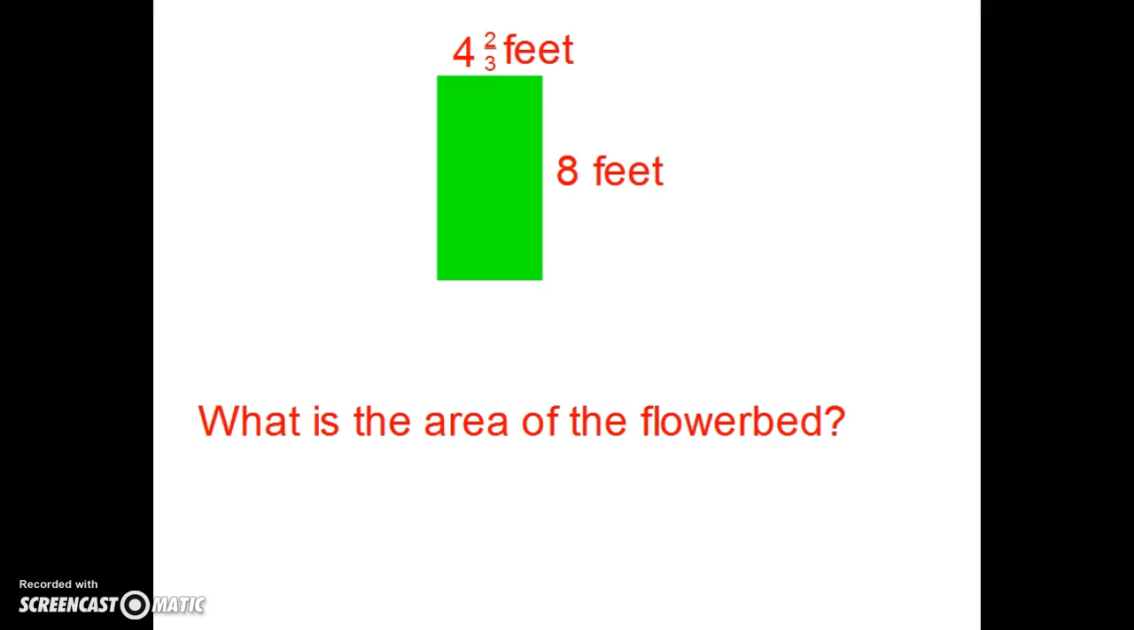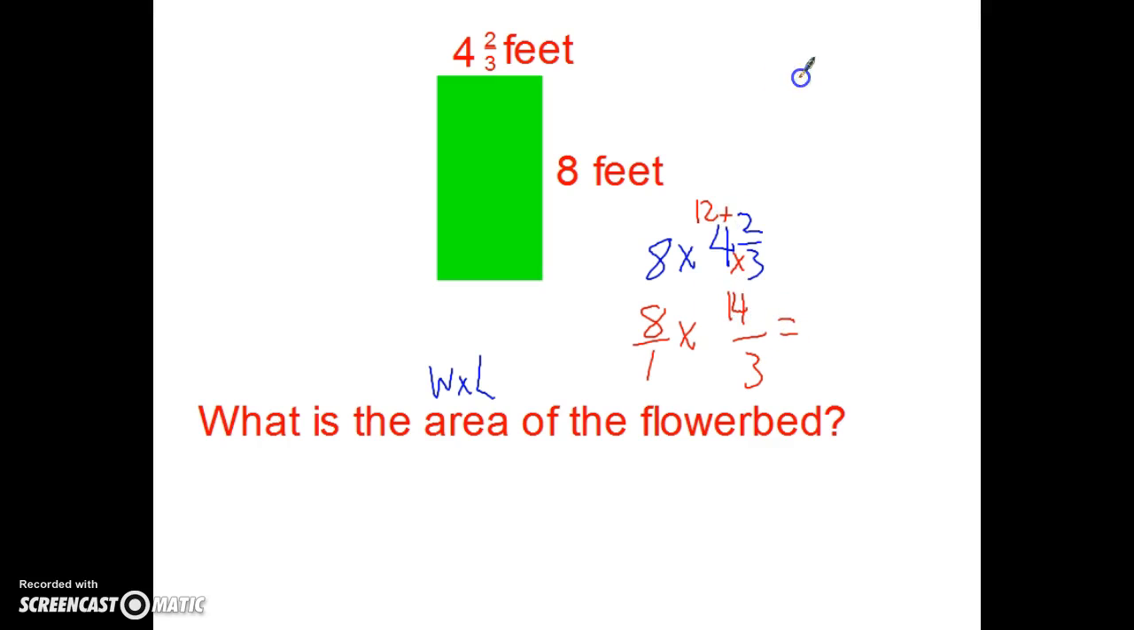What's the area of the flower bed? Okay, remember area is the inside, so it's width times length. We got 8 times 4 and 2/3. I'm going to change them both to improper fractions. First one's really easy to do because 8 is just 8 over 1. 4 and 2/3 is going to end up in thirds. 4 times 3 is 12, plus 2 is 14.